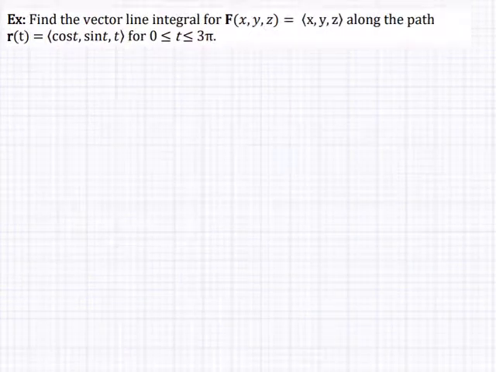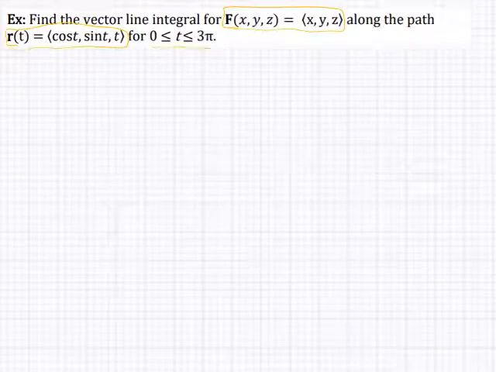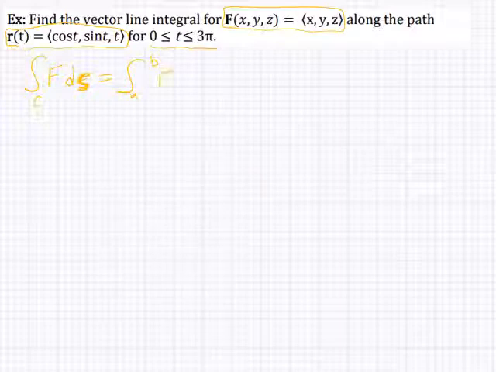So here we want to find the vector line integral for the function along the path. So here's essentially the vector field we want to work with. This is the curve we want to integrate that vector field over, for these particular t values. So if we're going to integrate this vector field over the curve with respect to arc length, we should do it by integrating from a to b of f of r of t dot r prime of t dt.